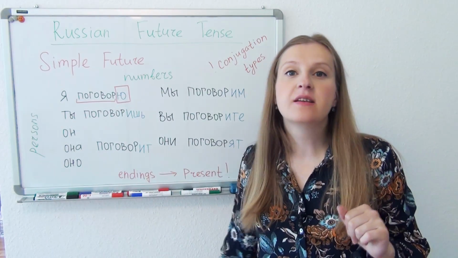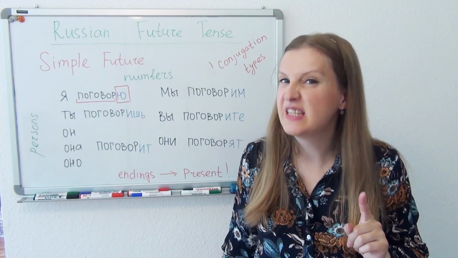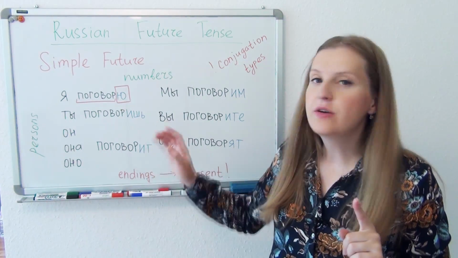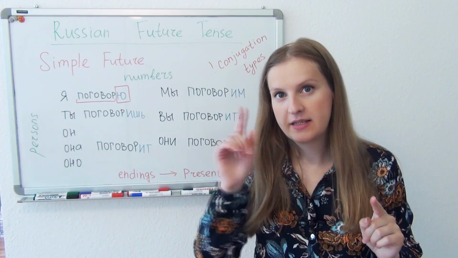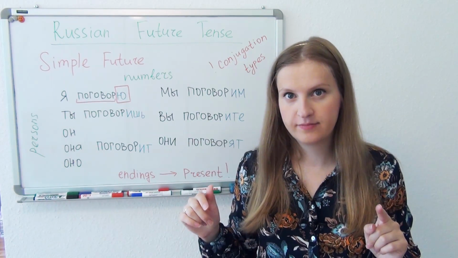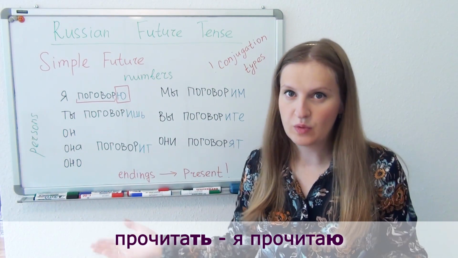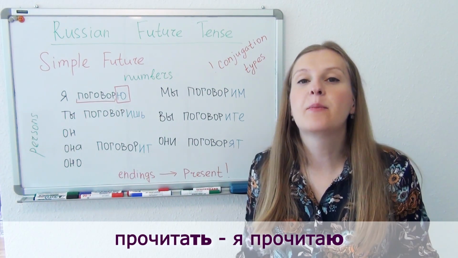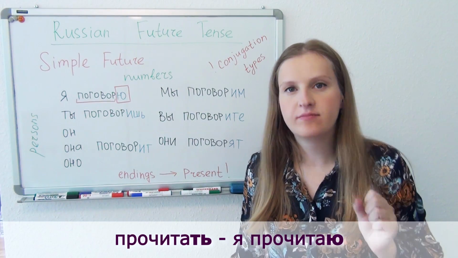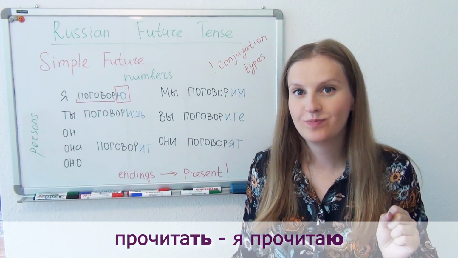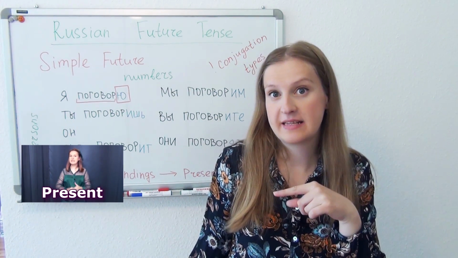But if we take the first conjugation type verb, for example, прочитать, we remove just the two last letters, т, soft sign. That's why я прочитаю. We will have it like this. Я прочитаю. So прочитаю. Better watch that class to clear things out.